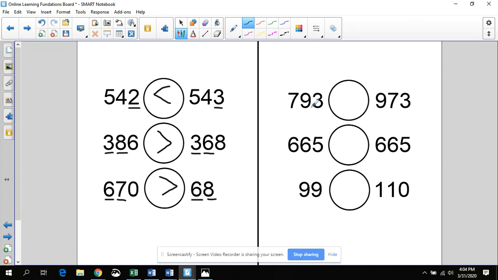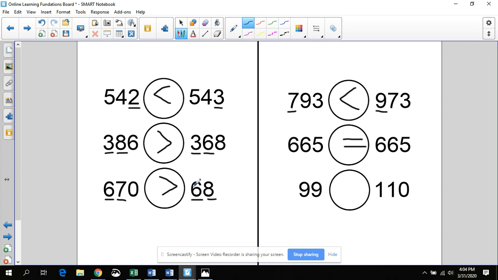Over here, these two numbers have the same 3 digits but in a different order. And this one right away, I have 700s and 900s. So 793 is fewer than 973. Here, I'm going to check 600, 600, 60, 60, 5, 5. So 665 is equal to 665.